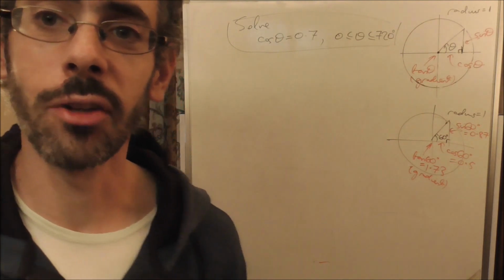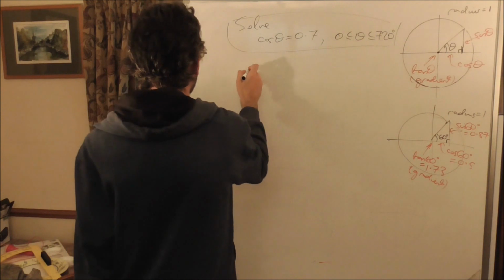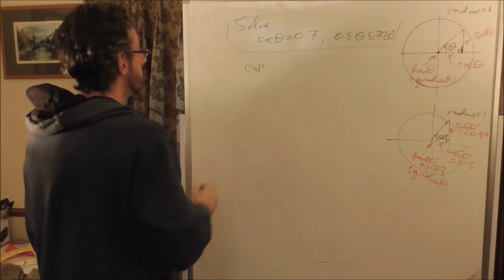Again, to get the first angle, you need to press inverse cos. You need to use the calculator. You press inverse cos of 0.7.